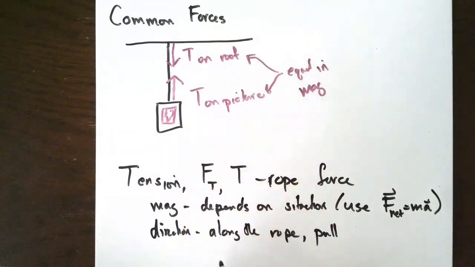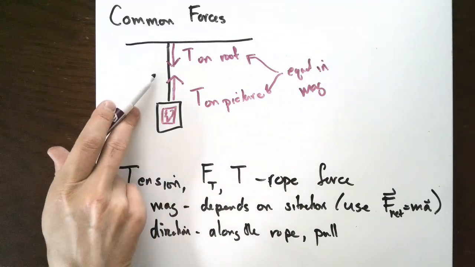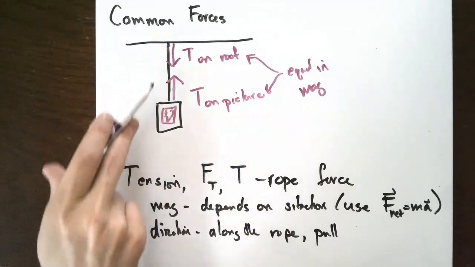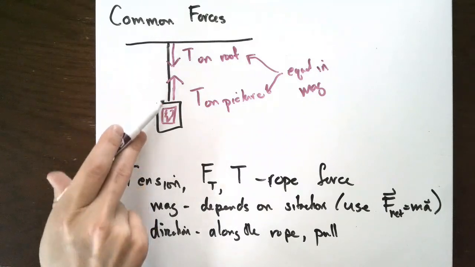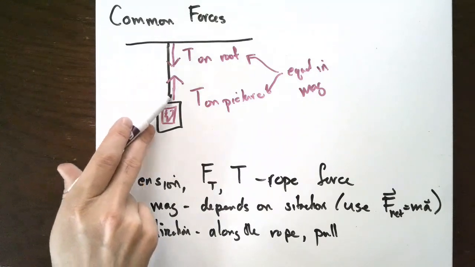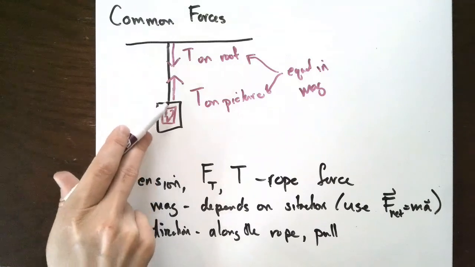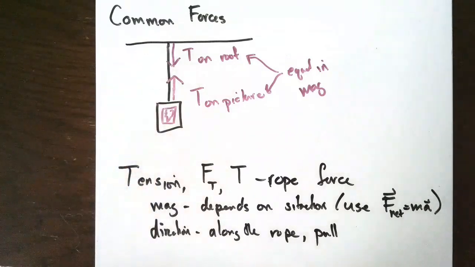And usually we make the assumption that these ropes or strings, whatever they are, don't have any appreciable mass compared to the other objects in the situation. If that's the case, then the tension along the rope is going to be everywhere equal in magnitude. The direction will change to be kind of back away from the object along the rope.